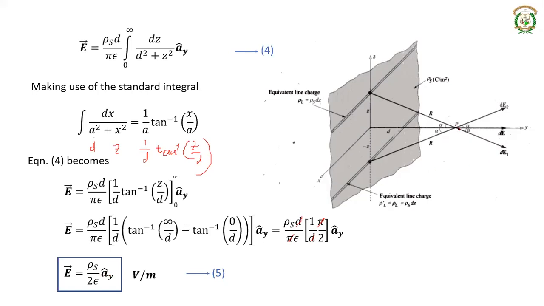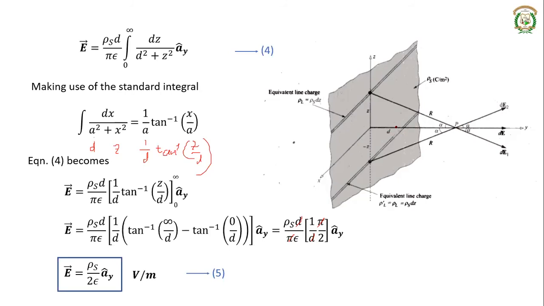That means this point P, if it is here, or whether it is very near to the surface, or it is at an infinite distance from the sheet of charge, it doesn't matter, right? At any point, since the sheet of charge is infinite, the electric field intensity due to that sheet of charge is the same anywhere, right? It will be the same anywhere, but this is in the positive y-axis.